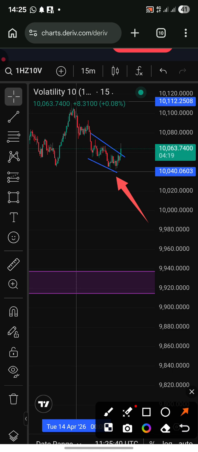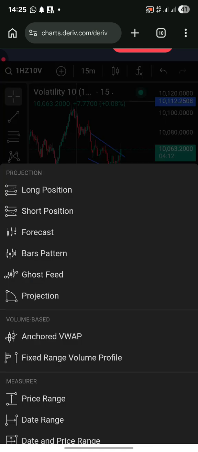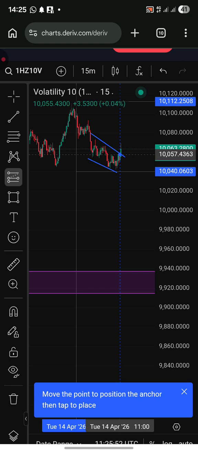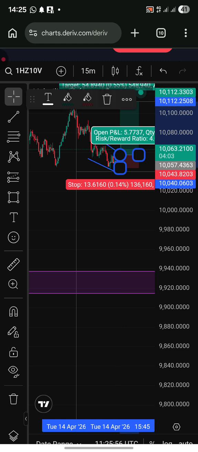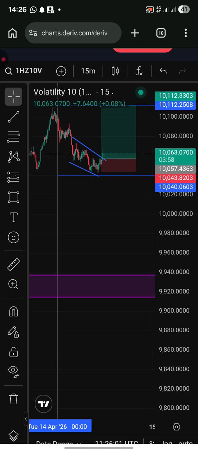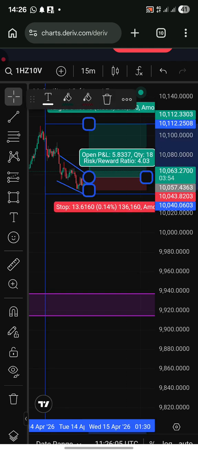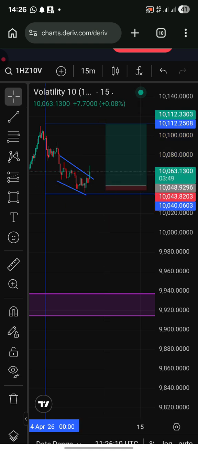If you can take a trade upward, upward until this point. So let's wait and see how the market will react. Let's wait for the outcome of the market.